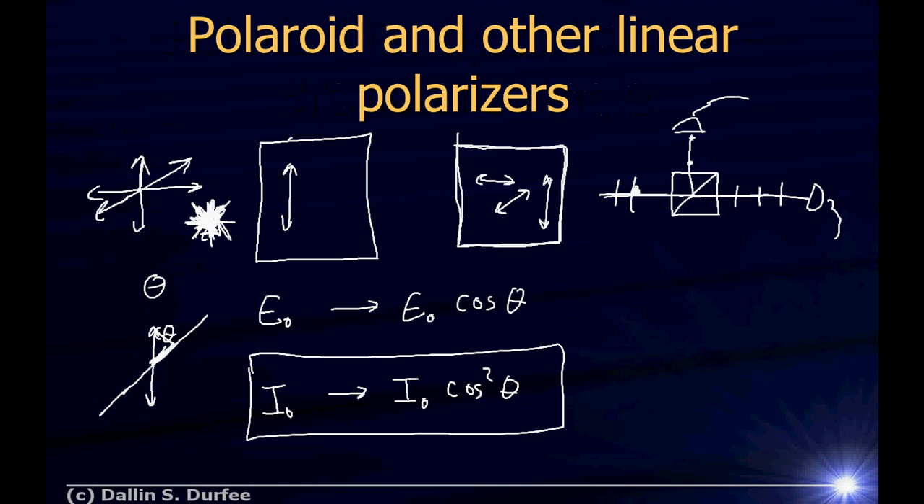Polaroid works by actually absorbing the wrong polarization. The way that Polaroid is made is you take plastic that has long polymer molecules, and you heat it up and you stretch it, and you fold it back together and stretch it again, and you do that over and over again till all of your molecules are roughly lined up.